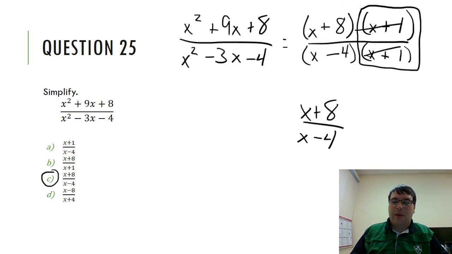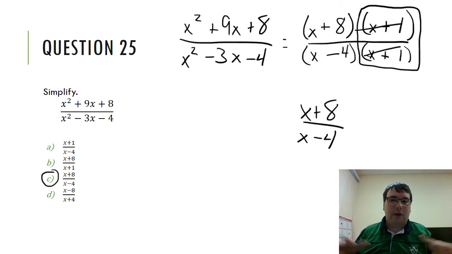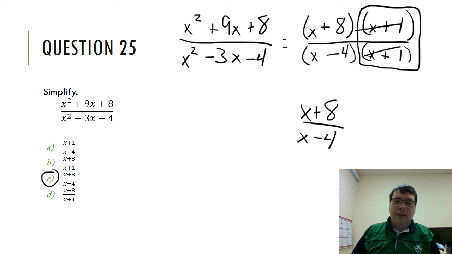Cool. Now here's what's really awesome about fractions. If you have one piece that can cancel with another piece, cancel it. It goes away. I have here x plus 1 over x plus 1. So those will cancel completely. And that leaves me x plus 8 over x minus 4. Is that an answer choice? Yeah, buddy. So we're going to move on.